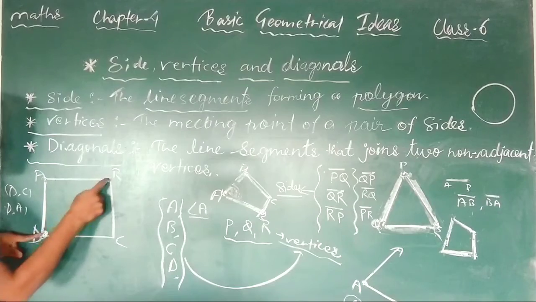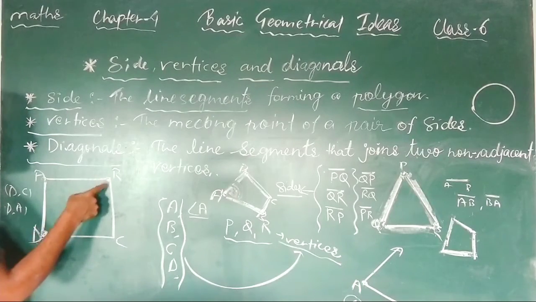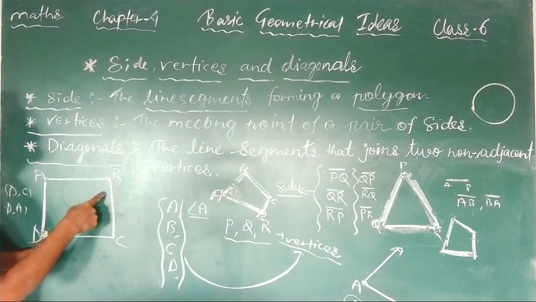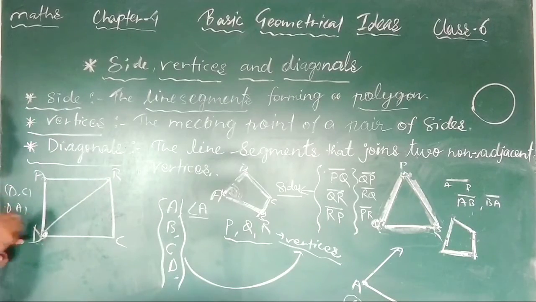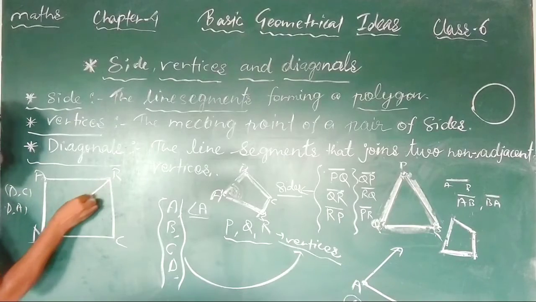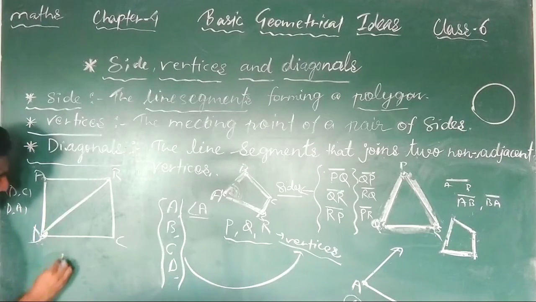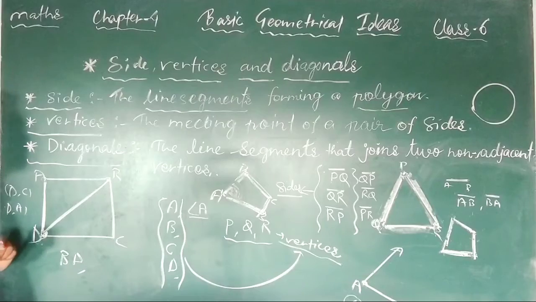You see, this is not adjacent for this, and this is not adjacent for this. These two are called what? Non-adjacent. So if you join these two non-adjacent points or vertices, then this is called what? Diagonals. So BD is called here a diagonal.